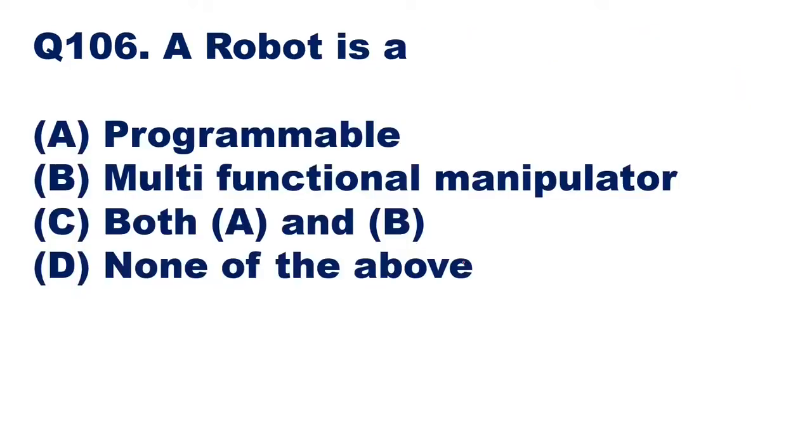Then we'll go to the next question, question number 106. A robot is a: option A is programmable, option B is multifunctional manipulator, option C is both A and B, and option D is none of the above. So obviously it is programmable, where you can write a program for every task, and it is also multifunctional. It can do many functions. So multifunctional manipulator and programmable, both are features of a robot. So option C will be the right answer here, both A and B.